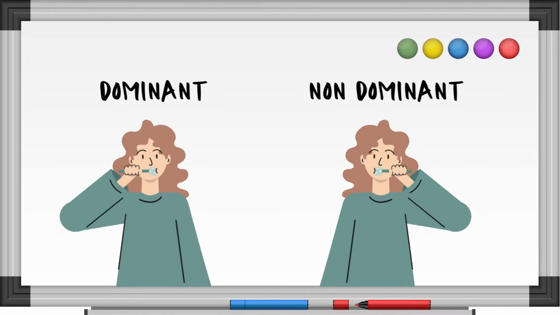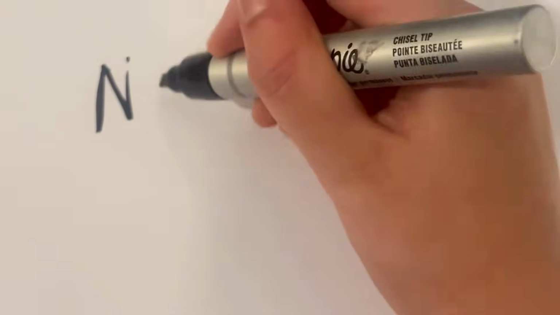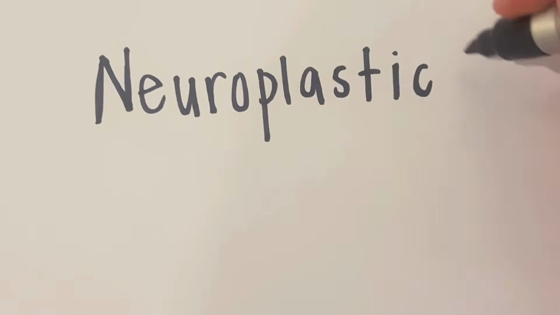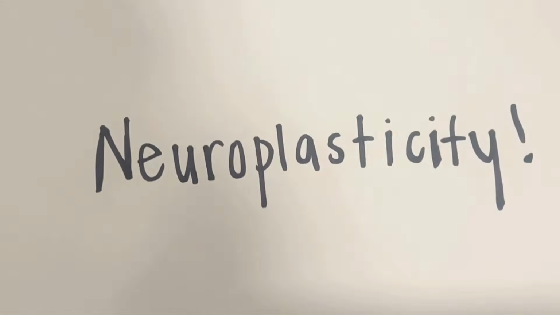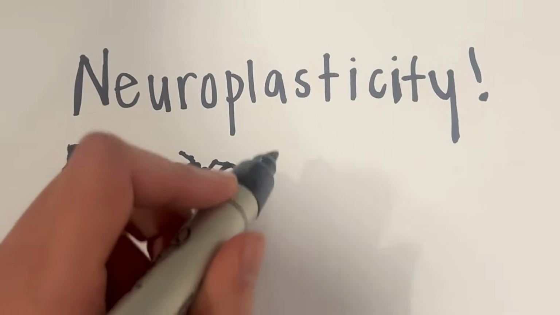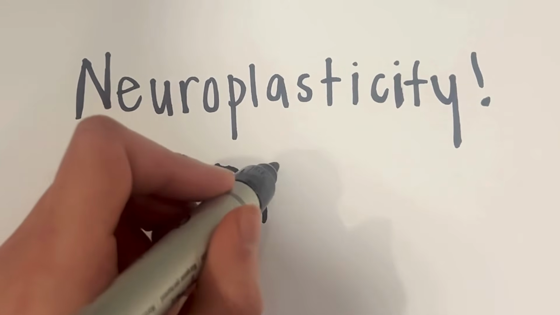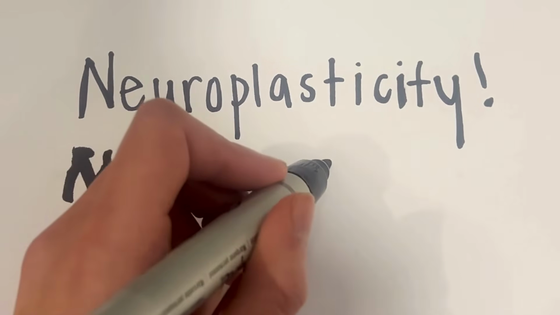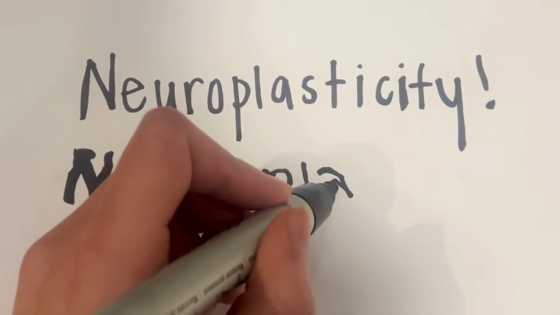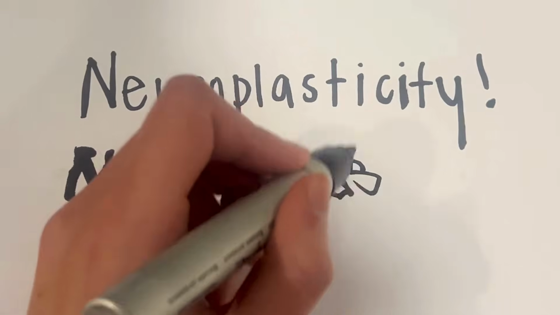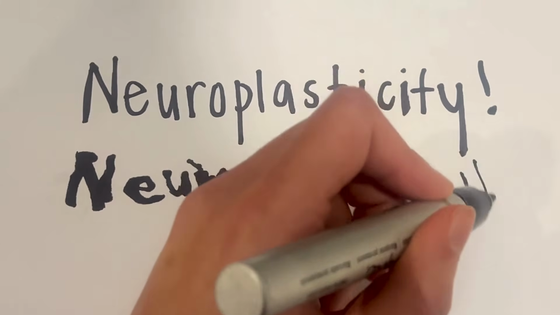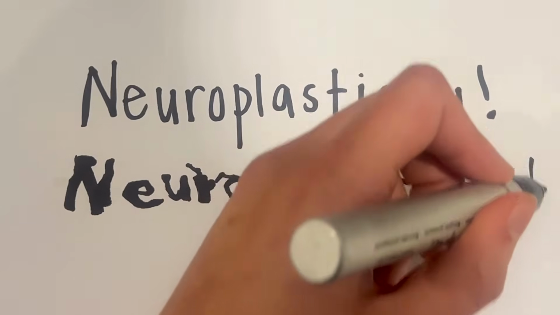So let's try an experiment together. I'm going to write out the word neuroplasticity with my dominant hand. Super easy. But now I'm going to switch to my non-dominant hand. 2,000 years later. This feels so much harder, and as you can see, my writing is a fraction of how neat it was the first time. So what's actually happening here?